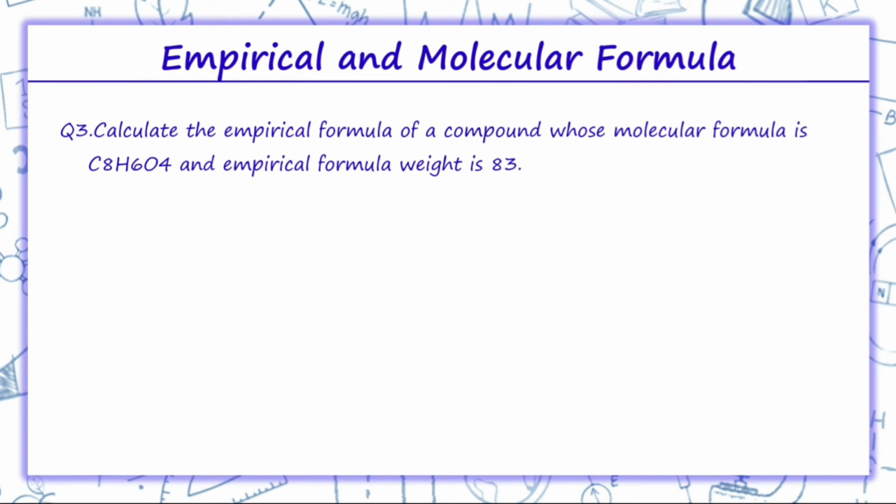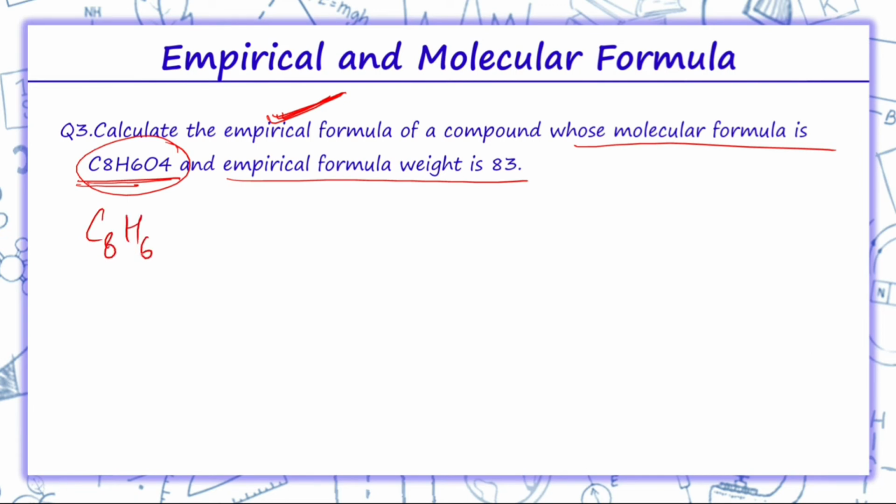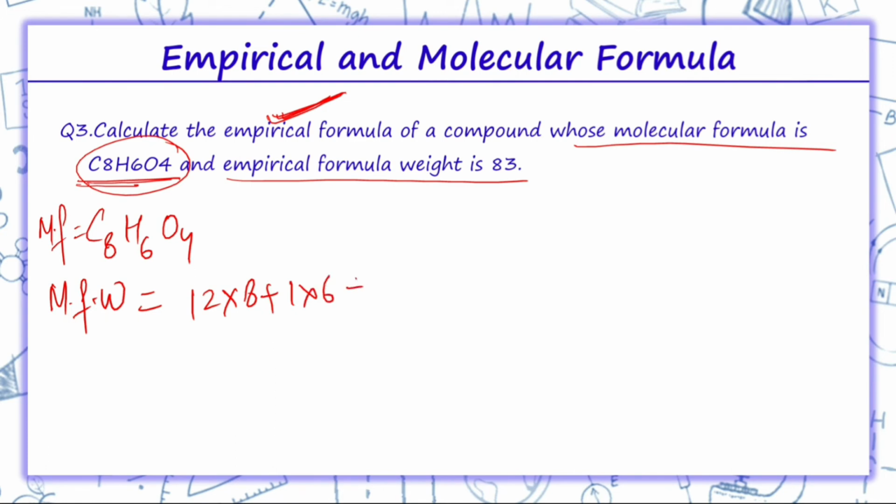Now the next question is, calculate the empirical formula of the compound whose molecular formula is given. We have to calculate the empirical formula, and the molecular formula is known. The empirical formula weight is provided to us. Since we are provided with C8H6O4, the molecular formula, we will calculate the molecular formula weight, which is 12 into 8 plus 1 into 6 plus 16 into 4, thus it is 166.